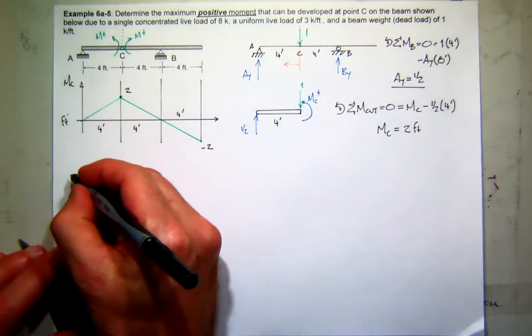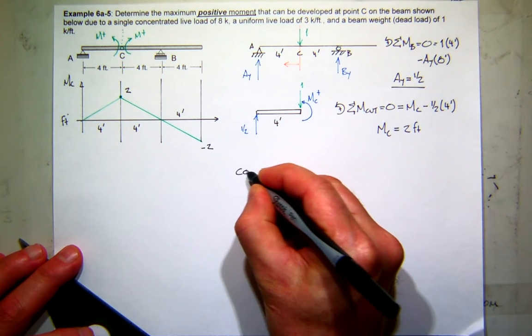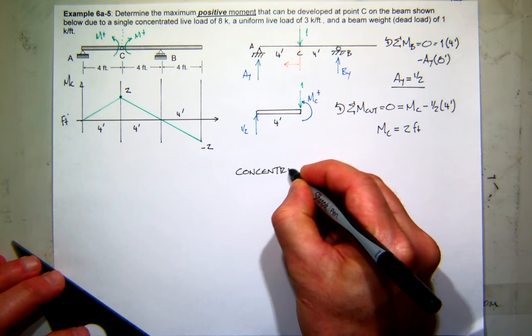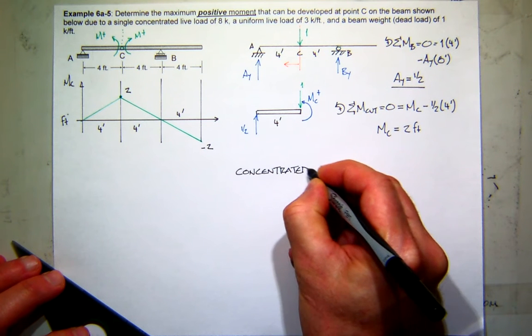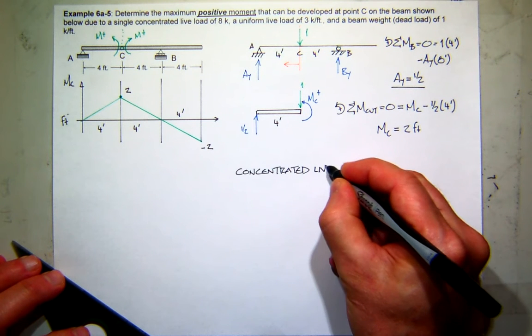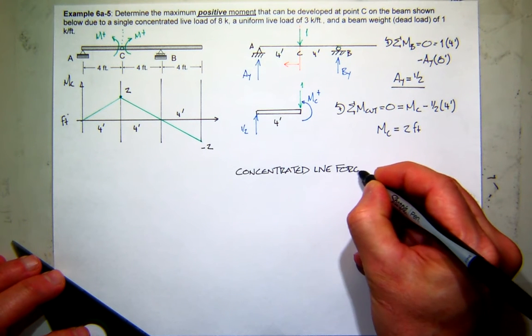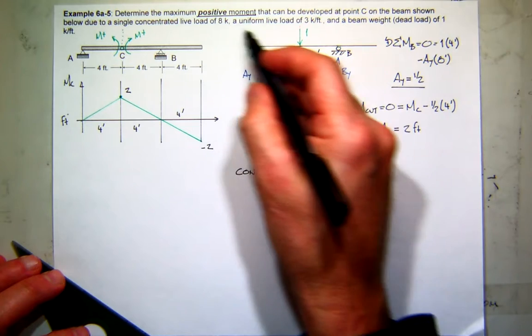So if I start with first the concentrated force, and by the way, this is a live force, it's moving around. It has a value of 8 kips.